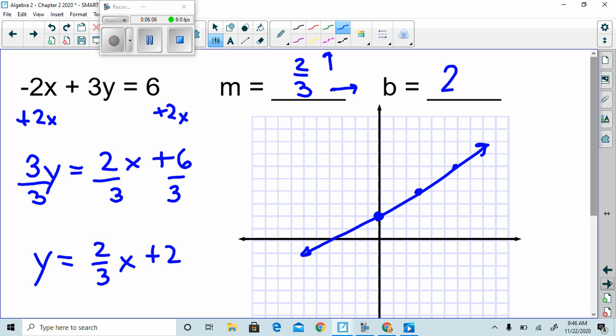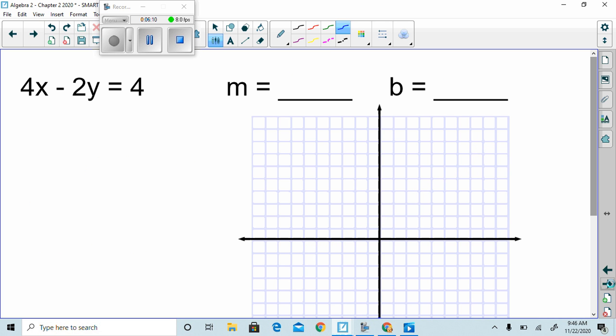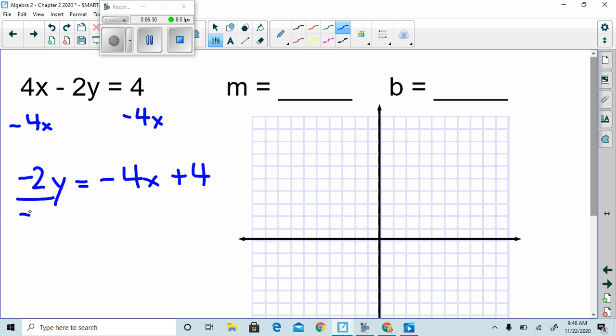The more you do, the easier it becomes. The key to this is making sure that your equation is in slope-intercept form. Here's another example where we need to rewrite. I will start by subtracting 4x on both sides. That leaves me with a negative 2y equals negative 4x plus 4. Final step here is to divide all terms by negative 2, watching my signs.